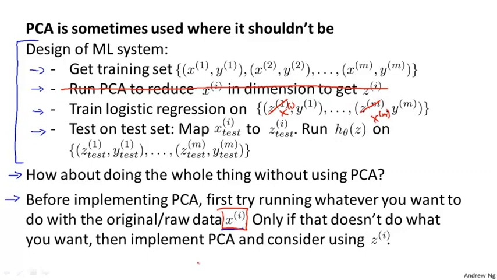So only if your learning algorithm ends up running too slowly, or only if the memory requirement or the disk space requirement is too large, so you want to compress your representation. But only if using the x^(i) doesn't work, only if you have evidence or a strong reason to believe that using the x^(i) won't work, then implement PCA and consider using the compressed representation. Because what I do see is sometimes people start off with a project plan that incorporates PCA inside, and sometimes whatever they're doing would have worked just fine even without using PCA. So just consider that as an alternative as well before you go and spend a lot of time to implement PCA and figure out what K is and so on.